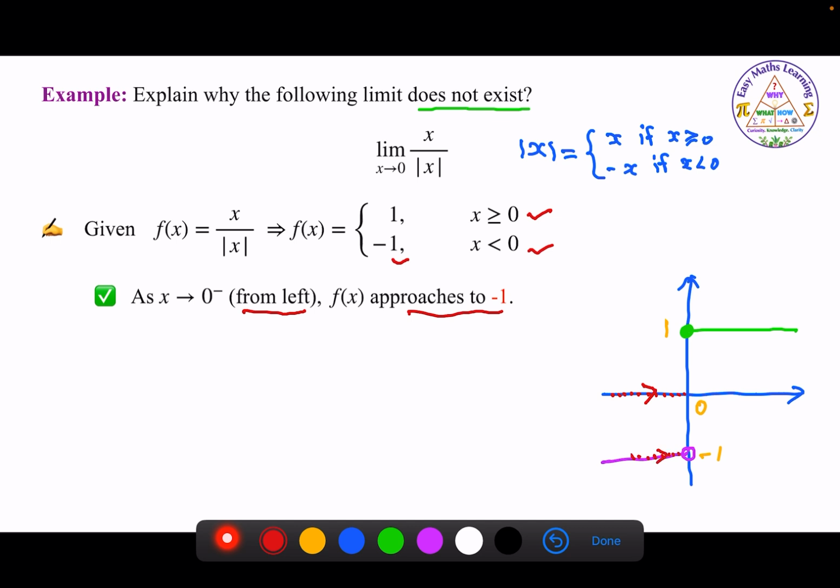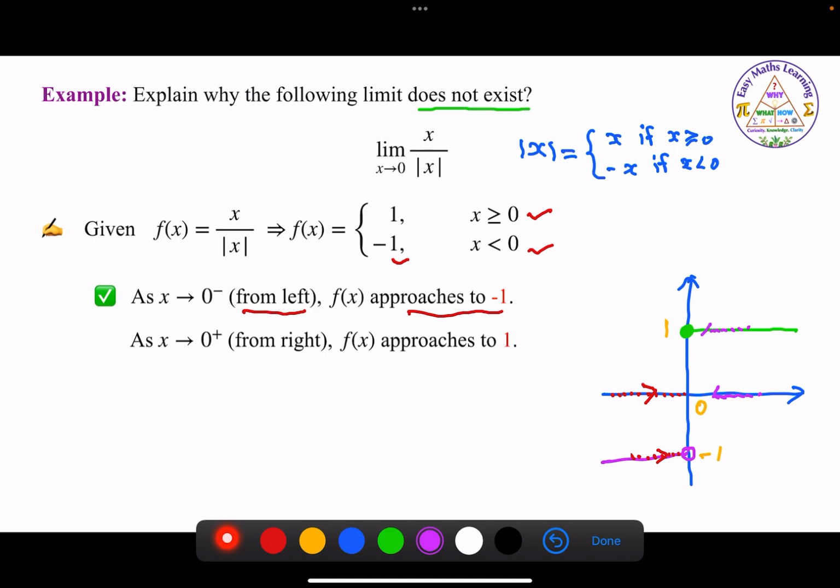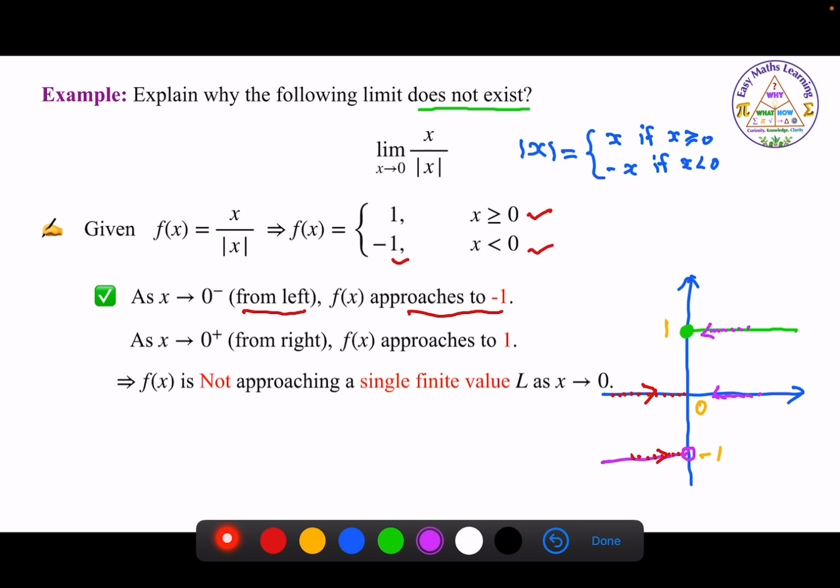Okay. As x approaches 0 from the right, the function approaches the value 1. So the function is not approaching a single finite value L as x tends to 0 from both sides. It is approaching 1 and -1, not a single finite value, so the limit does not exist.